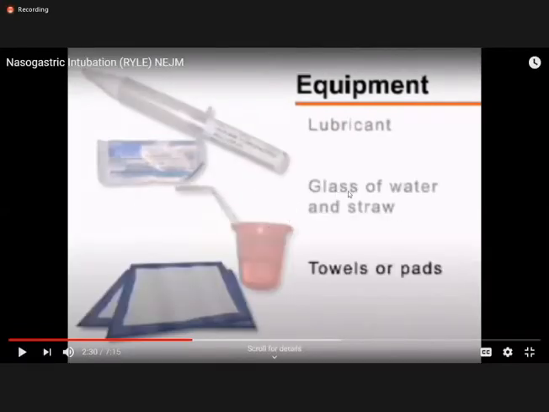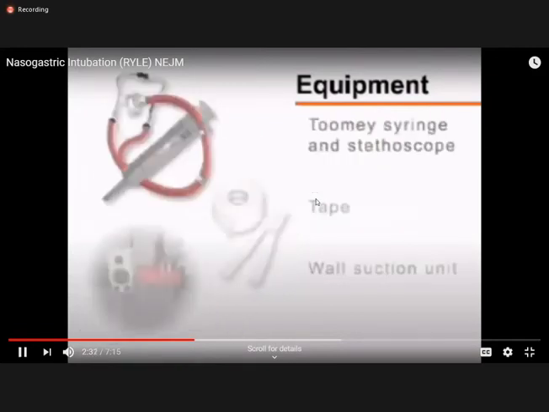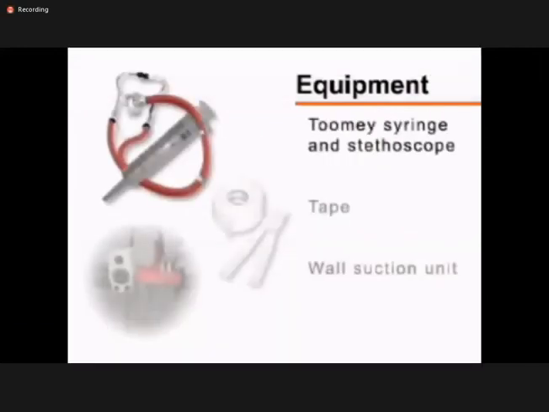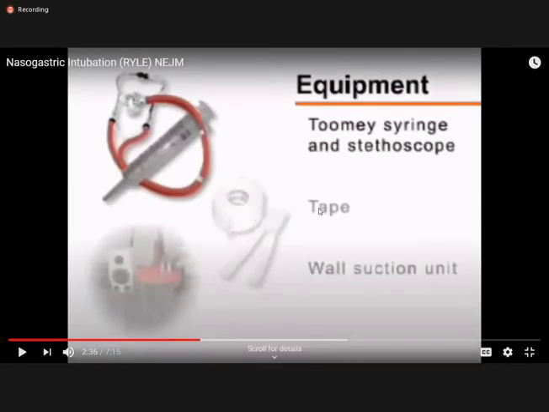And what is the purpose of the glass of water and a straw? When you are inserting the NG tube, ask the patient to take a sip of water and swallow slowly. Also obtain blue pads, a 60 cc catheter tip syringe, and a stethoscope. And what is the purpose of the syringe and stethoscope? For confirmation, after you insert the NG tube, that it is in the right place, in the stomach.